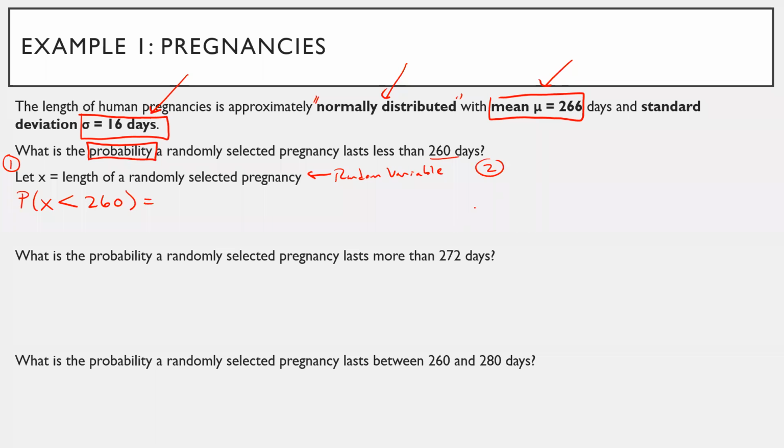I highly encourage you to do this next. What do I always say step 2 is? Sketch it. I think it's worth it to sketch it. So what I'm doing here is I'm drawing the distribution of the length of human pregnancies, okay? So they're normally distributed, so it follows this bell curve. It's centered at 266, and you want to be less than 260. So I'm going to shade to the left, okay?